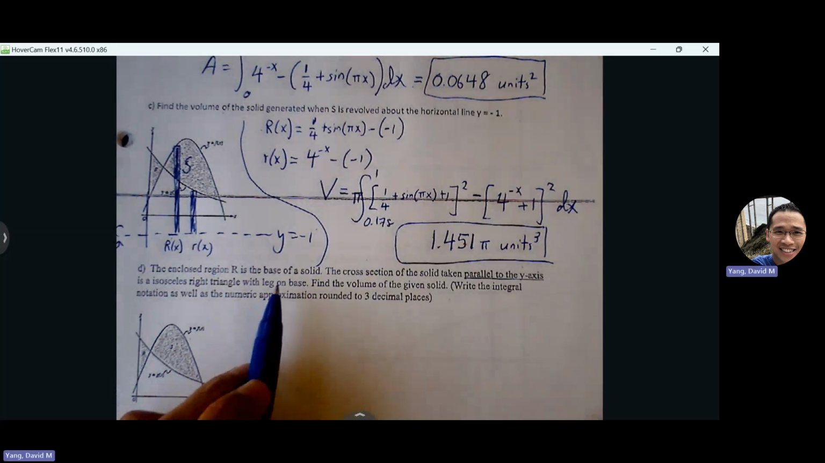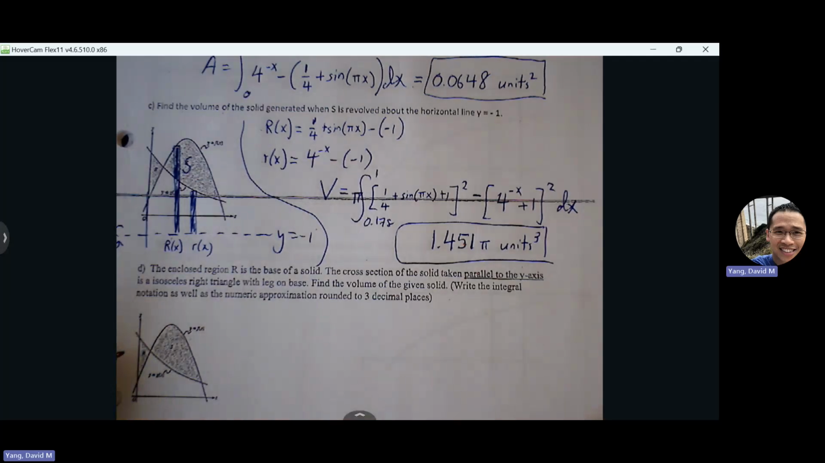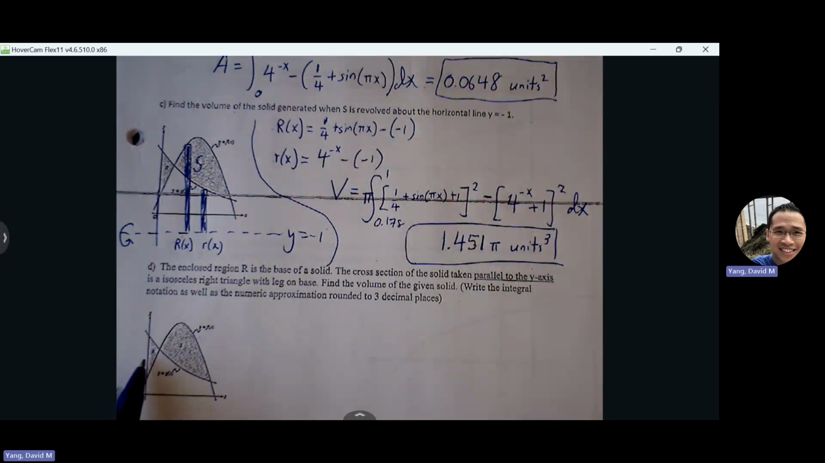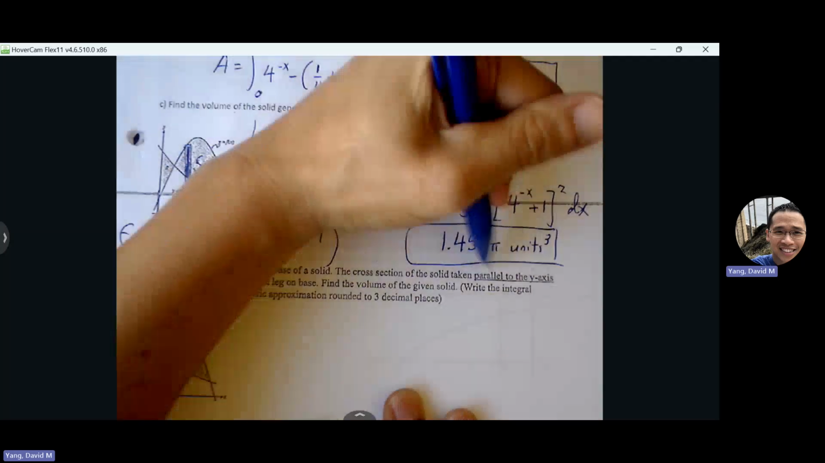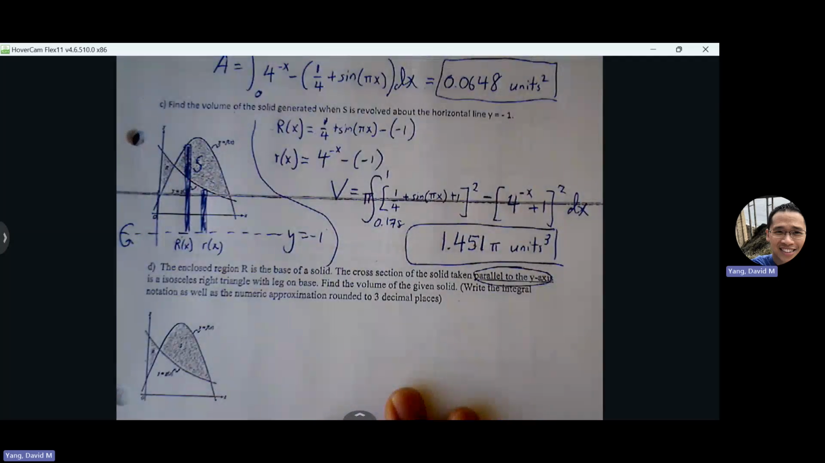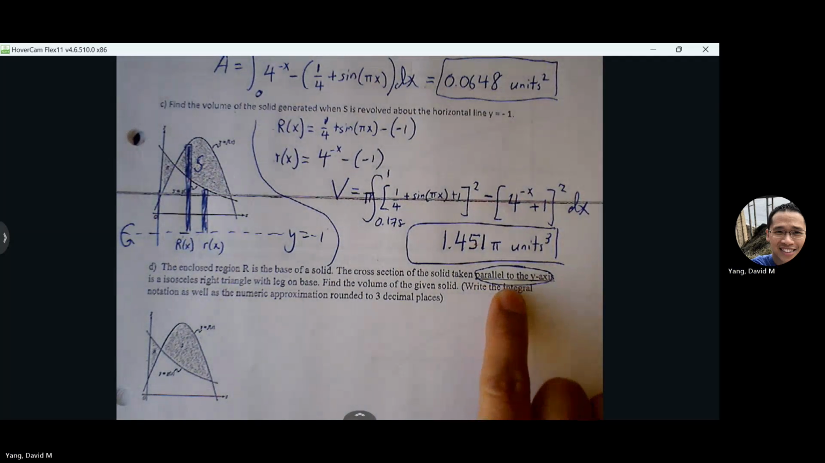Okay, enclosed region R is the base of a solid. So now we're thinking in terms of volume of cross section. We're now imagining region R is a flat surface, and we're going to be building these shapes that are going to come out of the page. But first is understanding which direction to draw our base length. So which direction is this? Parallel to the y-axis.